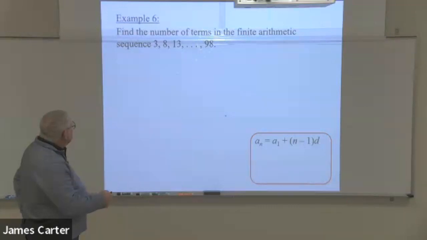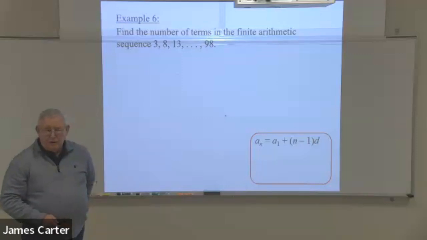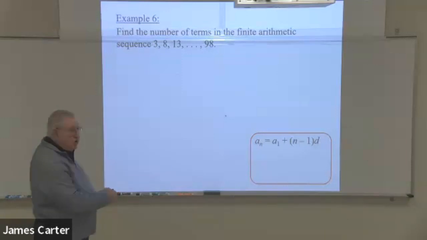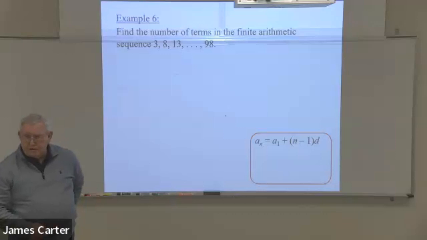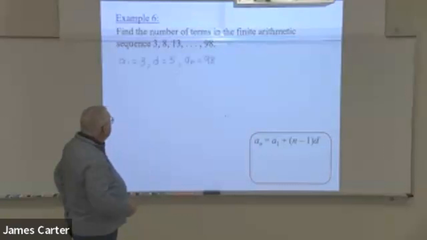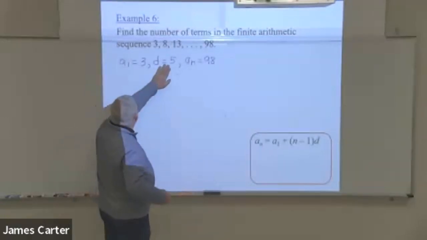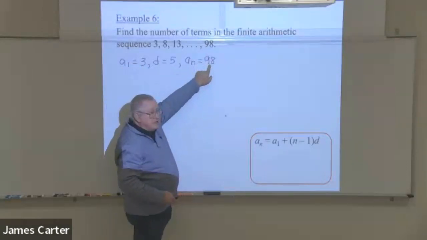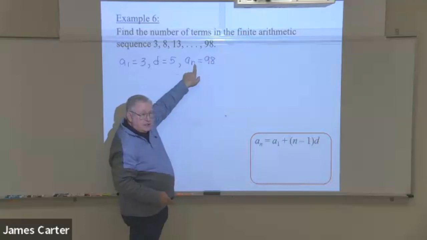What they're telling us this time is 98 is the last term. What they want to do is find out what term number that 98 represents. So we're going about this from a little bit different perspective. In this case, we do have the two terms, so we can get the common difference. So 8 minus 3 is 5, so our common difference is going to be 5. Our first term is 3, and we know the answer to our last term is 98. We just don't know what number place it is.